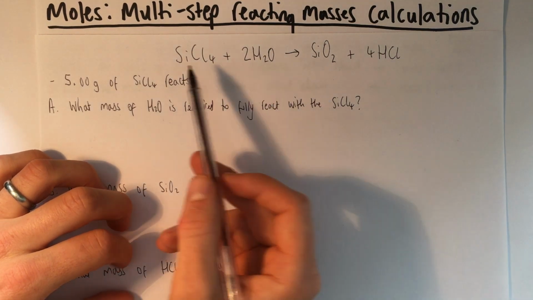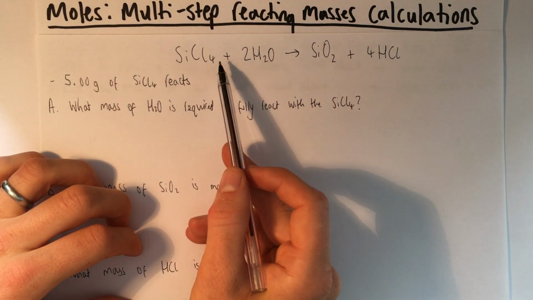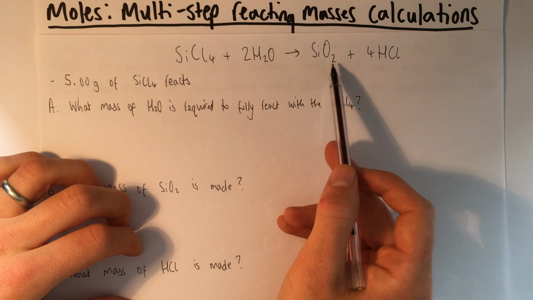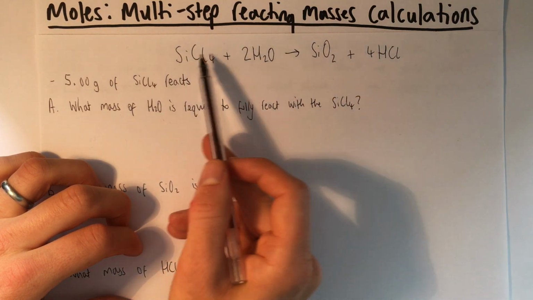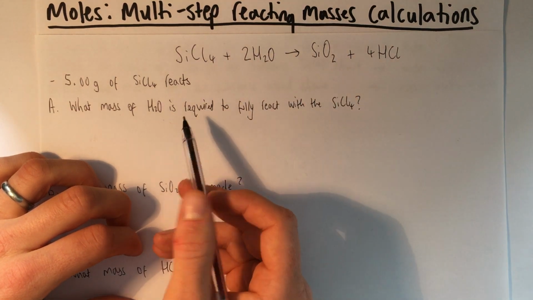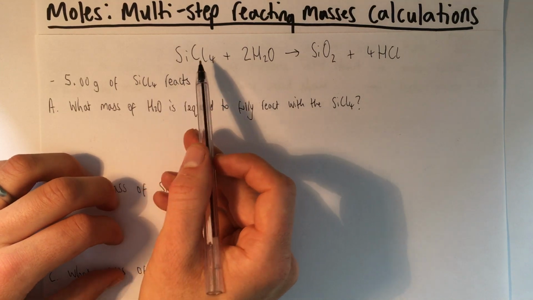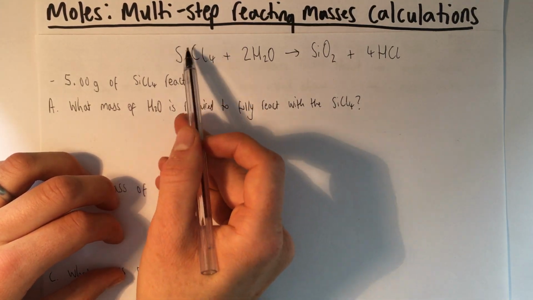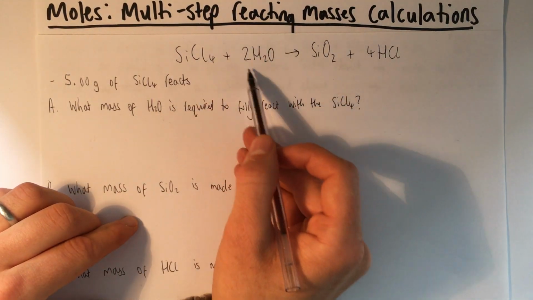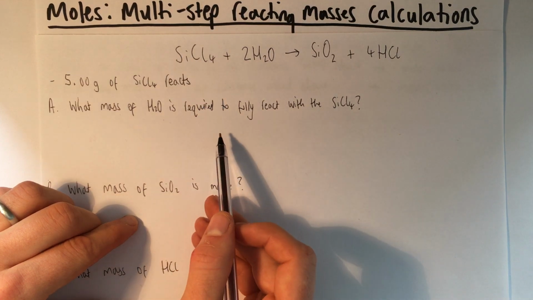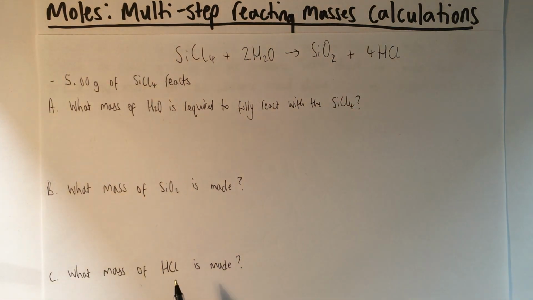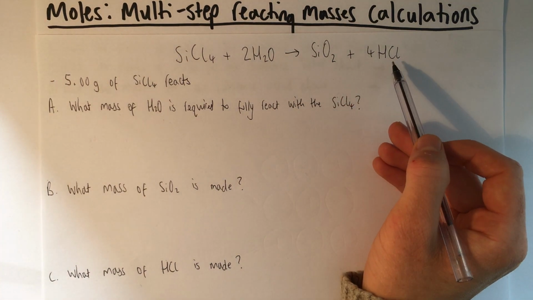This is a typical question. We're given an equation. So this equation is for silicon tetrachloride reacting with water to make silicon dioxide. I don't know anything about this reaction, but I've been given the equation with the formulas so I can work out the relative formula masses. And then I'm told that 5 grams of silicon tetrachloride reacts. And I'm asked in my question, 3 parts, what mass of water is required to react with it? And what mass of silicon dioxide gets made? And what mass of hydrogen chloride gets made?